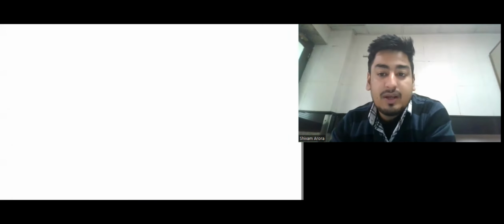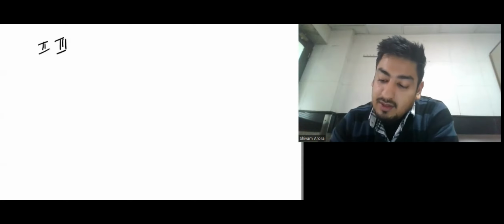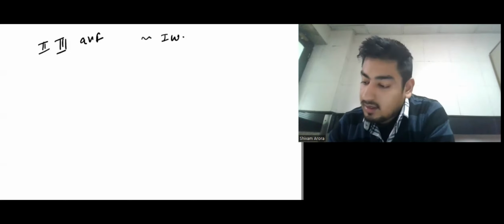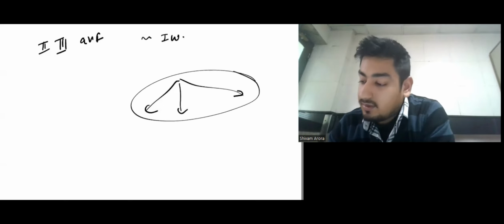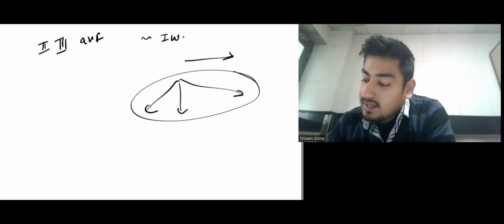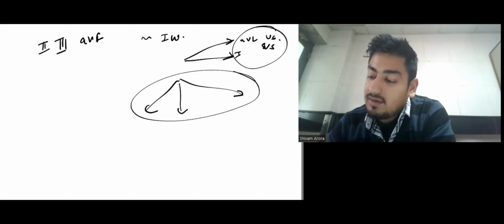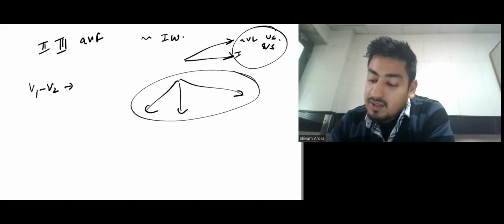Now, how to localize a wall? If we have ST elevation in leads 2, 3, AVF, then it represents the inferior wall. Okay, because lead 2 is like this, 3 is like this, and AVF is like this. So these are all inferior wall. In the lateral wall, we have lead 1 like this, lead AVL like this, and V5 and V6 also here. So 1, AVL, V5, and V6 represent the lateral wall. V1, V2 mostly represent the septal wall, and V3, V4 the anterior wall.